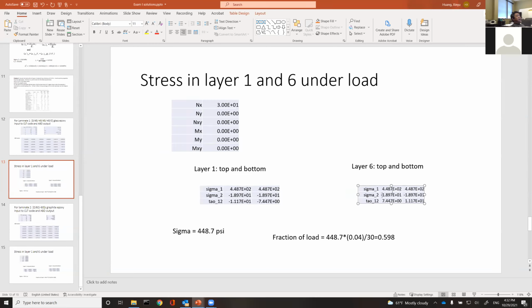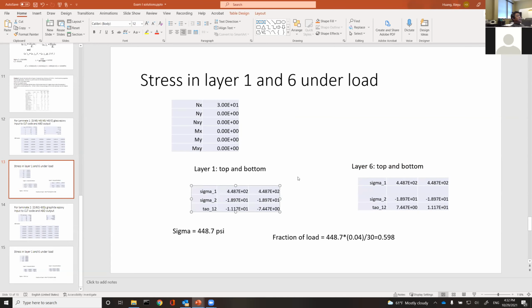It turns out that layer 1 and layer 6 basically have the same stress. Based on my calculations, they have the same stress. This is that stress, exactly the same. And what's important is this value. Because I use PSI, this is 448.7 PSI.